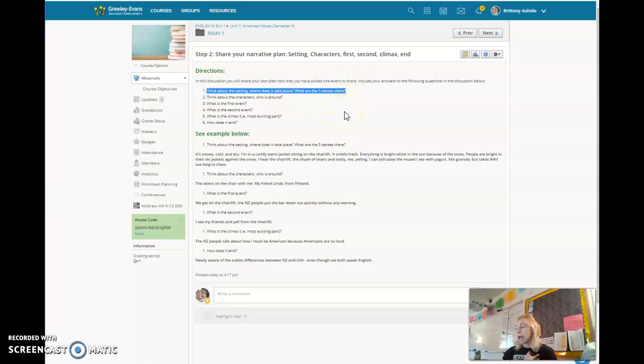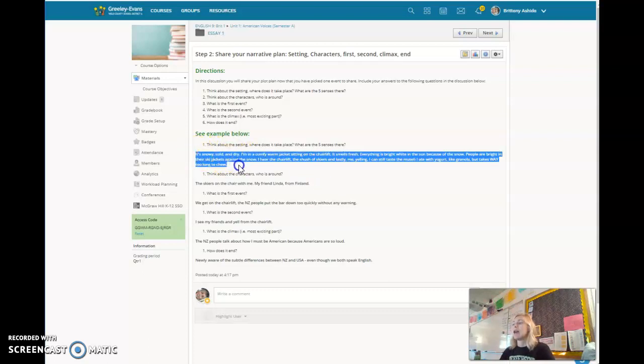The story that I planned is about being in New Zealand during winter season. So I'm going to talk about a time when, here's my example, skiers are on the chair with me and my friend Linda's there. Those are the... my bad, I'm looking at the wrong one. That's the next part. It's snowy, cold, and dry. Here's my description for my number 1.